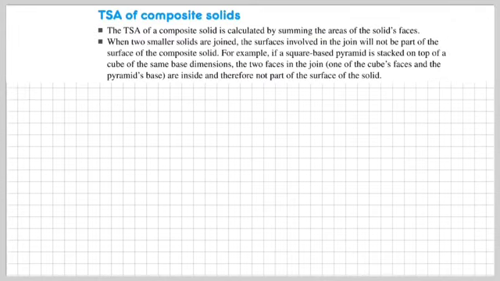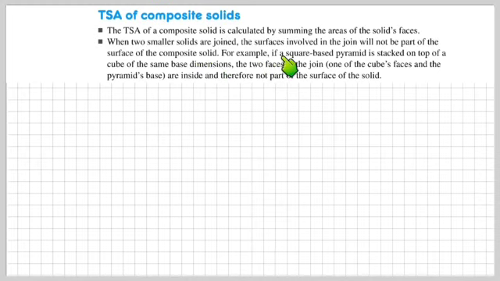Now, what's this? This is just a statement about the total surface area of composite solids, that's basically solids whose shapes you know, joined together into what's called composite shapes. So how do you work out the total surface area of composite shapes? You basically just sum up the areas of the solids' faces, the faces of the solids which you know the formulas of. Now this is important: when two smaller solids are joined, the surfaces involved in the join will no longer be part of the surface of the composite solid.